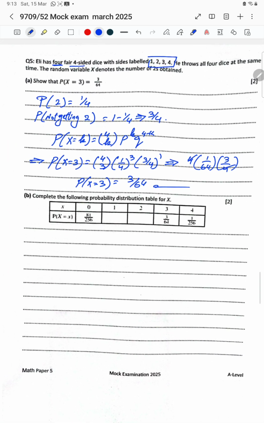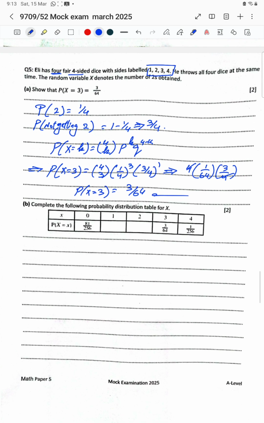And now complete the following probability distribution of X. So instead of writing this, I can write like this: 0, 1, 2, 3, 4. And we have to find the probability of X is small x. A few are given to us. We know this nCx, or you can write nCk, p power x, q power n minus x. This is the binomial distribution. When x is 0, it is given to us as 81 by 256. No need to work on it.